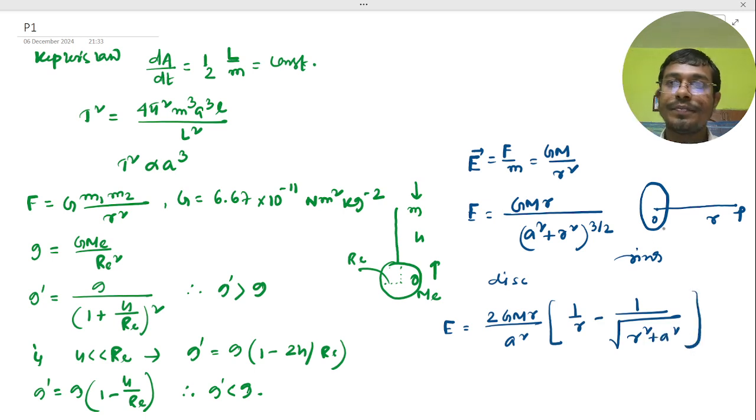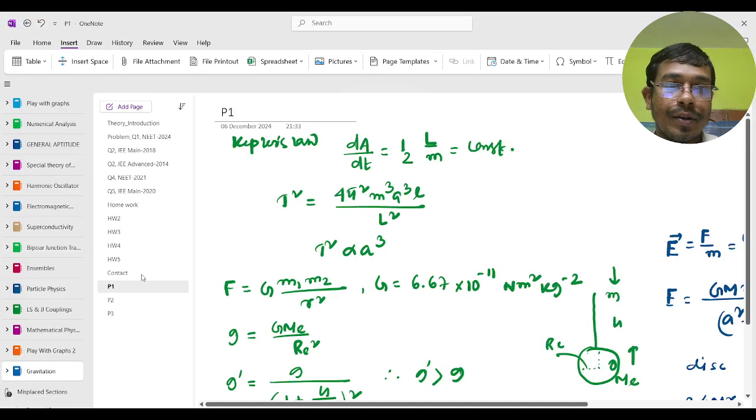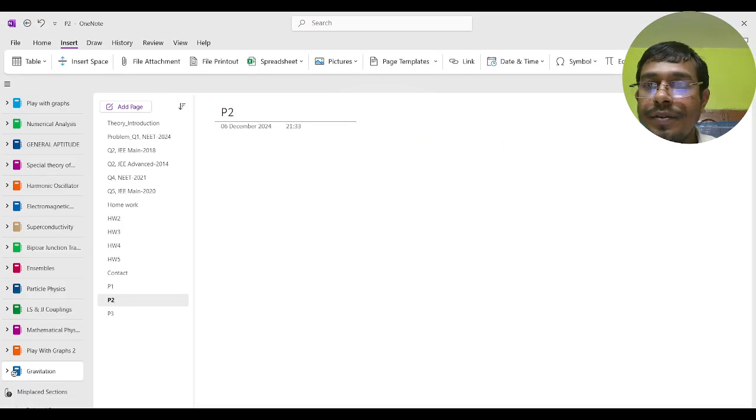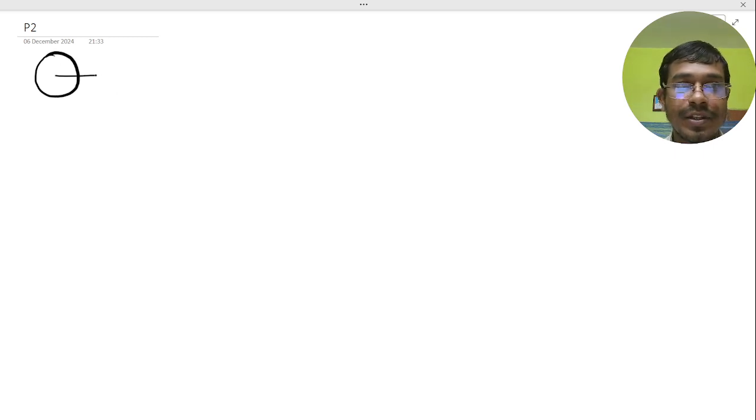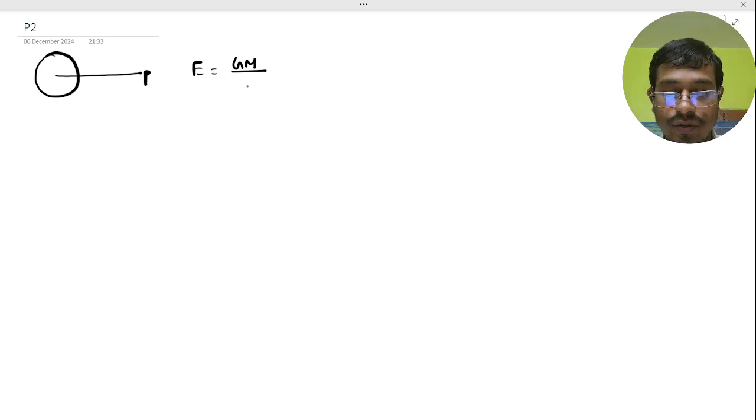Next one, the field due to a uniform thin spherical shell. For the uniform spherical shell where P is outside the shell, this is a shell, and we have to find the gravitational field at the point P outside. We have the formula E equals GM by r squared.